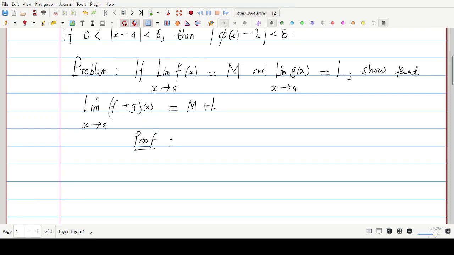All right, so how do we go about the proof? Now, if you observe carefully in this statement, we are given hypotheses and a conclusion. The hypotheses are these. Can you see that?